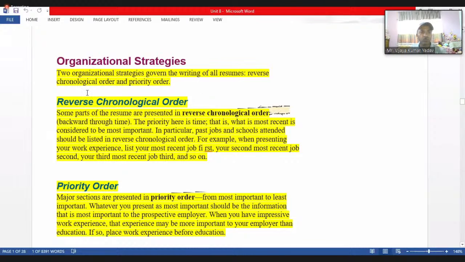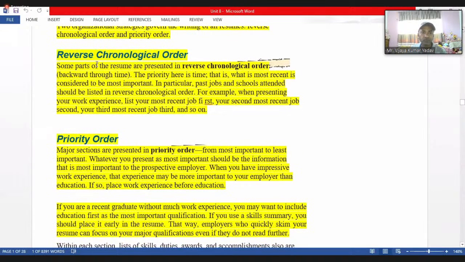There are two strategies. In two ways we can put the things in order in a resume. One is reverse chronological order, another is priority order. In two orders we can put the things in a resume.